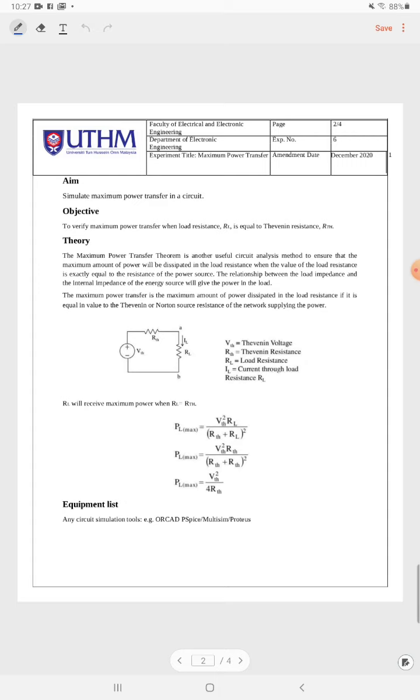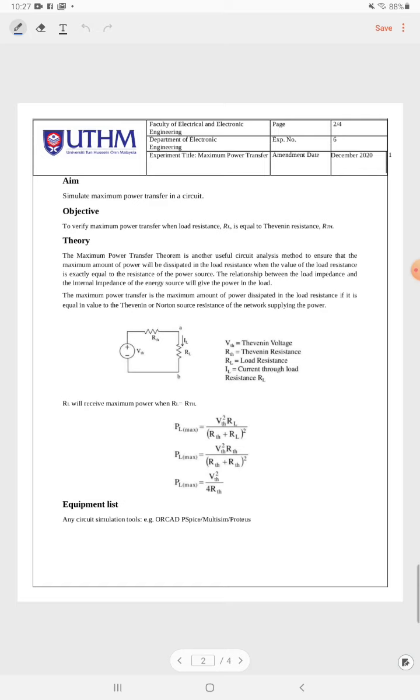Okay, so some theory. Maximum power transfer is another useful circuit analysis method to ensure that the maximum amount of power will be dissipated in the load resistance when the value of the load resistance is exactly equal to the resistance of the power source. The relationship between the load impedance and the internal impedance of the energy source will give the power in the load. The maximum power transfer is the maximum amount of power dissipated in the load resistance if it is equal in value to the Thevenin or Norton source resistance of the network supplying the power.